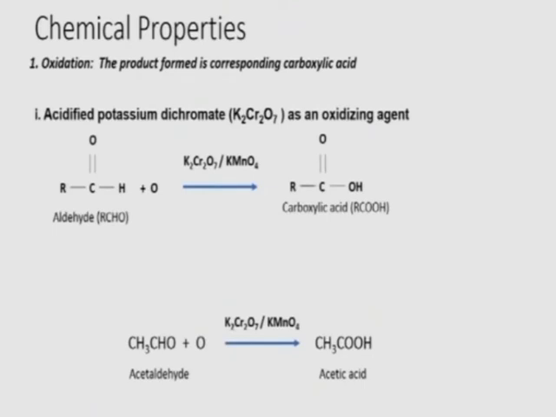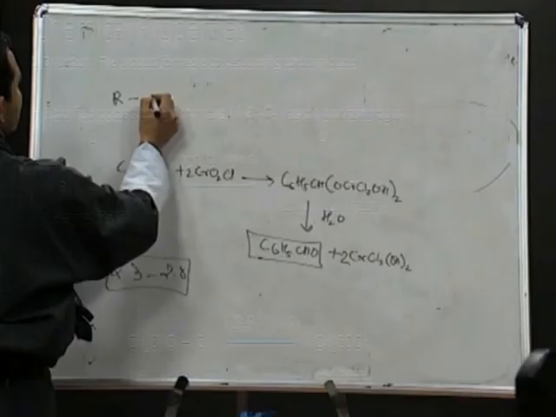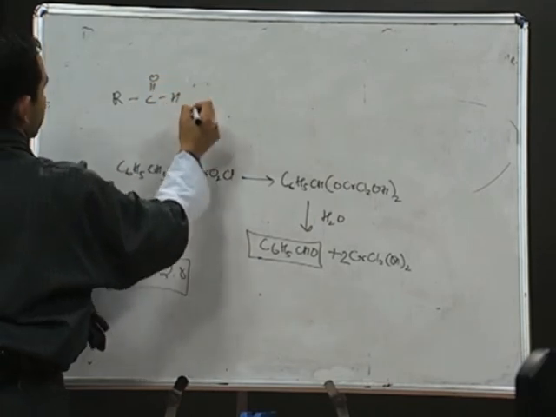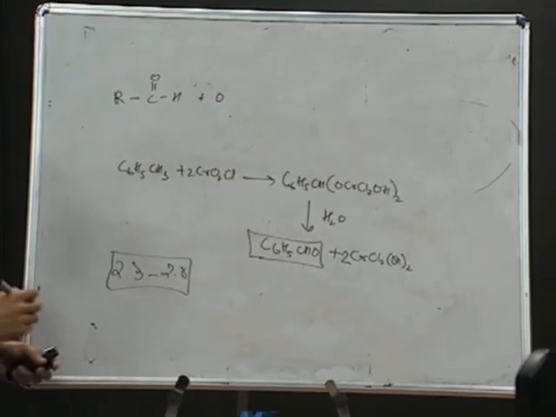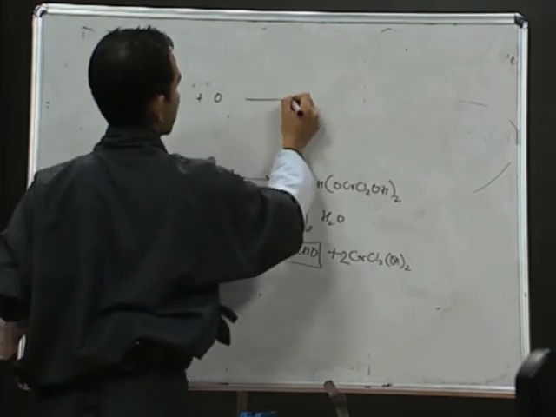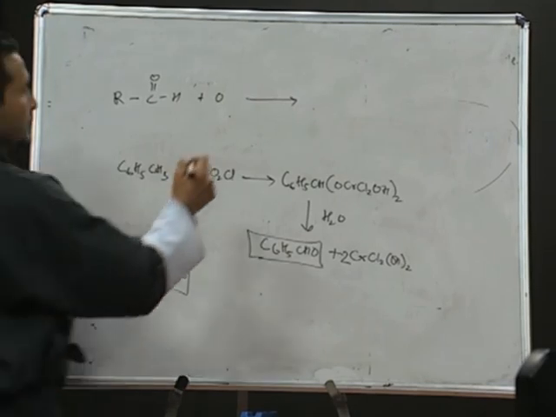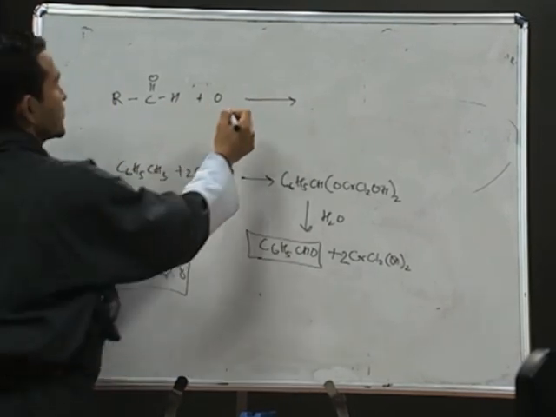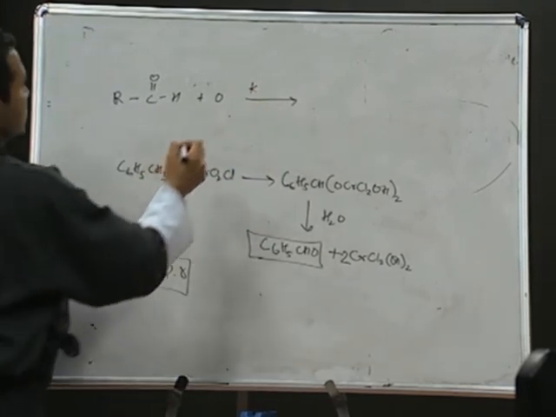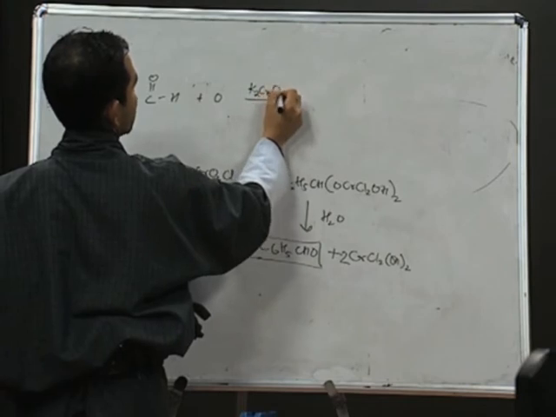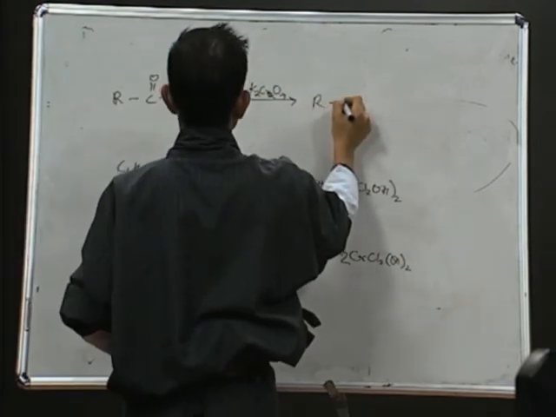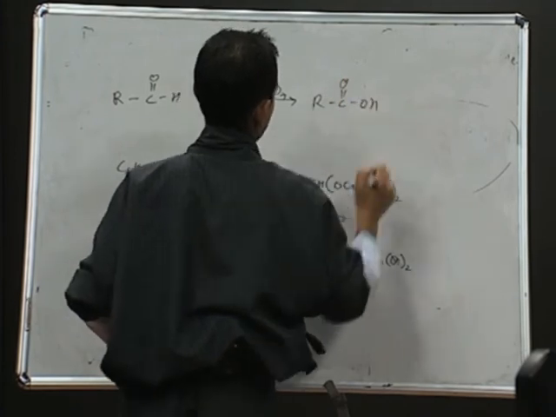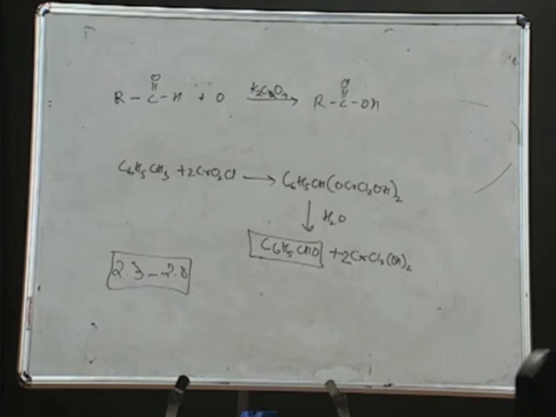Aldehyde, when it undergoes oxidation with potassium dichromate, or we can also have potassium permanganate, always forms carboxylic acid. For example, here you have RCHO, and when it undergoes oxidation in the presence of potassium dichromate, that is K2Cr2O7, it gives a product, that is RCOOH. So this is carboxylic acid, RCOOH.